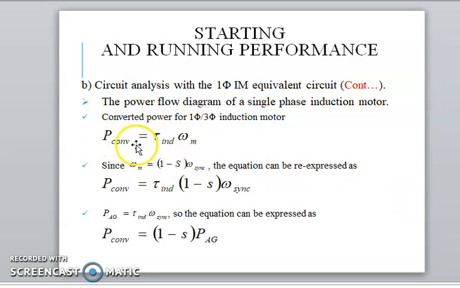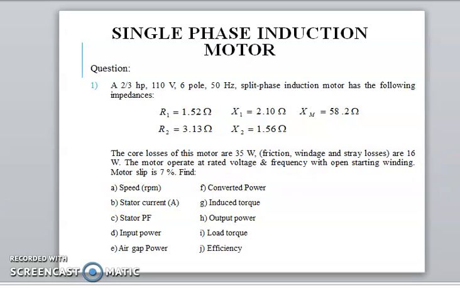The converted power is equal to induced torque times omega m, the mechanical speed, and can also be calculated as 1 minus S times omega synchronous. So P converted is equal to 1 minus S times P air gap. This is almost the same as the three-phase motor. This is a question that we shall discuss in the coming slide. So please perform the exercise first, and we shall discuss it in the next slide to come.